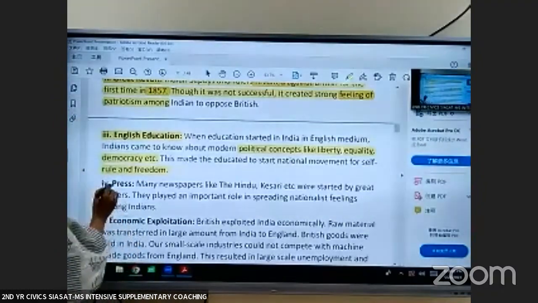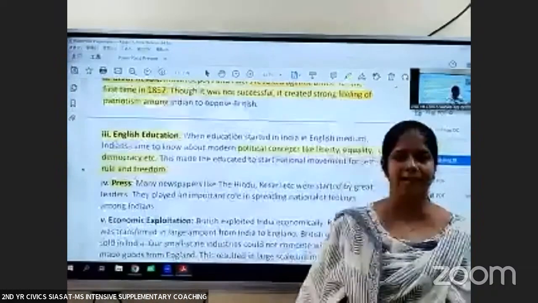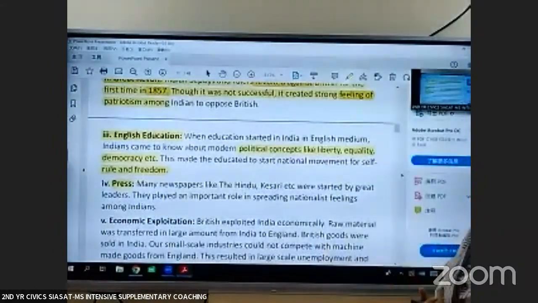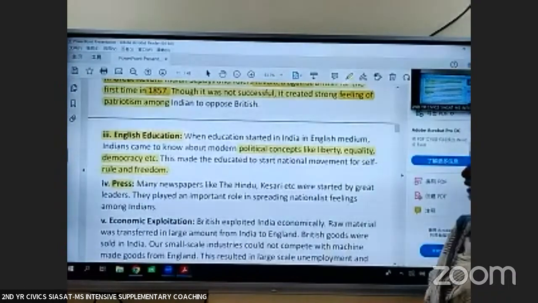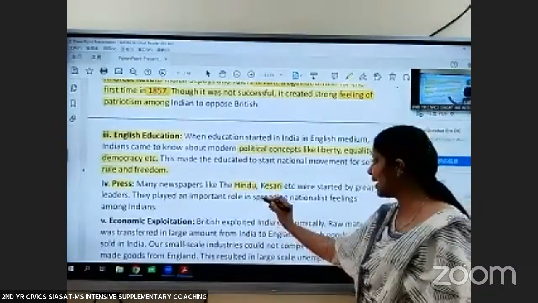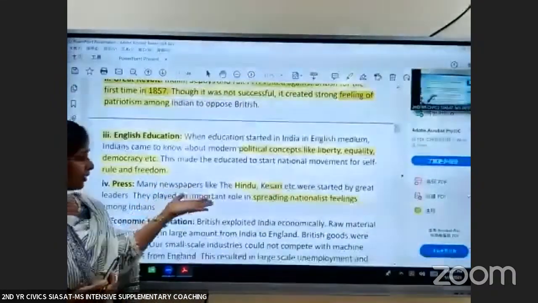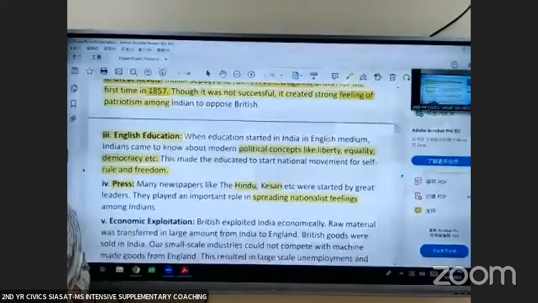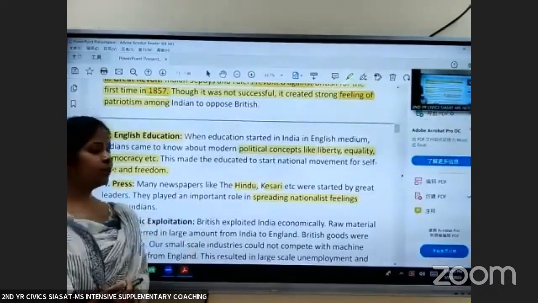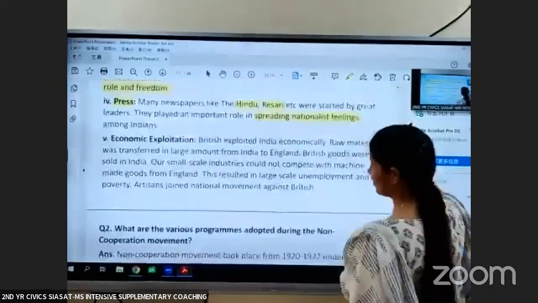Then the next point is the press, that is newspapers. Okay, during the national movement, our national leaders like Motilal Nehru and others started newspapers in local languages. And newspapers like The Hindu and Kesari played a very important role in spreading nationalist feelings among the Indians. As these papers were published in local languages, the national leaders could publish the exploitative policies of the Britishers in the newspapers, which encouraged the people to join the Indian national movement. Next is economic exploitation.